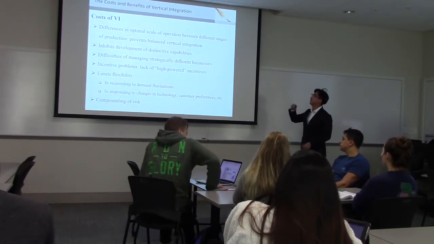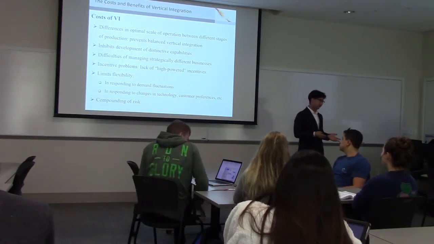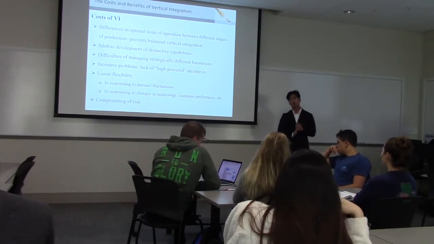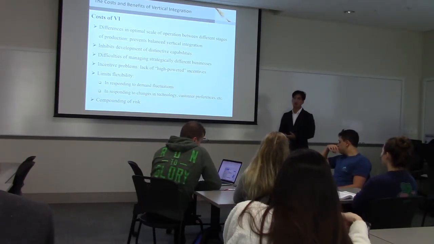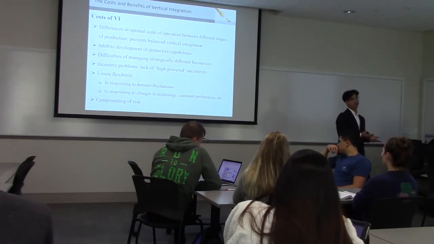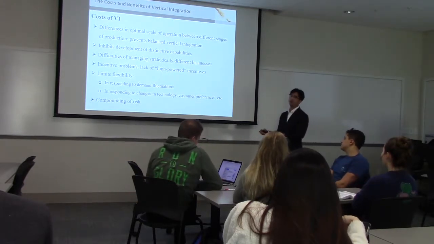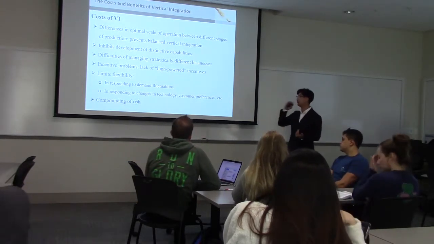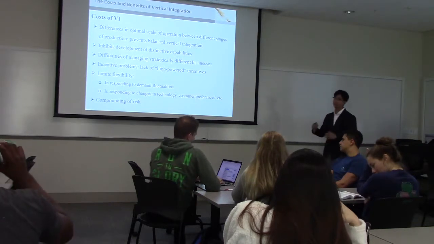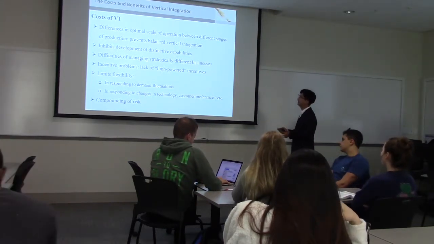Other thing too is it's very difficult to manage different things. So every activity at a different stage may have a different optimal way of managing the business. Controlling for steel production may be very different from controlling for retail and distribution of the steel, right? So there are different ways to control for different businesses, and if you do everything in one, you may not be most optimal in doing that.